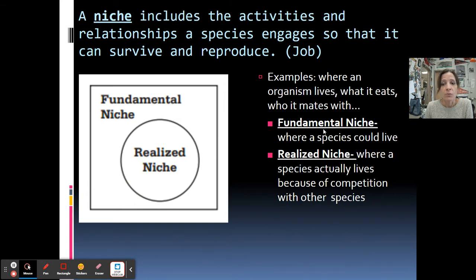So, for example, there's what's called a fundamental niche and a realized niche. And I think that this is a really great visual. So the fundamental niche is where it could live. So given the habitat and the food and the resources, this is where the species could live. However, because of competition, because of territoriality, this is where it actually lives. So that is the realized niche.